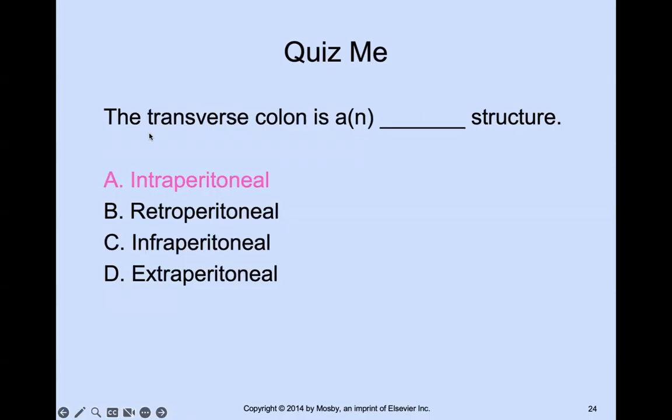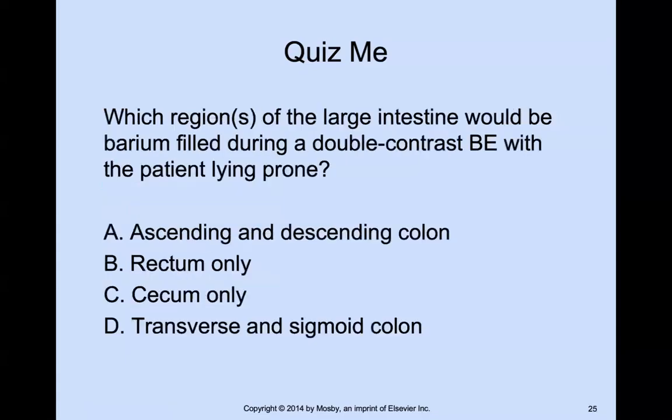We didn't really talk about this. The transverse colon is an intraperitoneal structure. Okay.